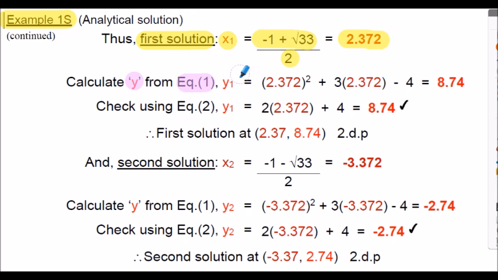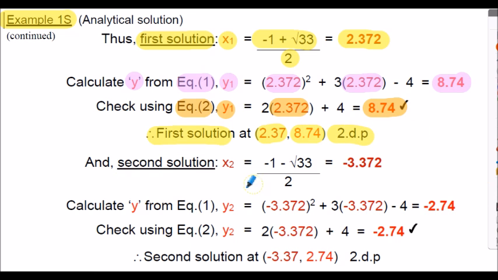To find the value of y1, we're simply going to put the value of x1 into the original quadratic equation given to us and evaluate. That gives us a y1 of 8.74. If we want to, we could check that value by using equation 2, which is a linear equation. Putting the value of x1 into the linear equation given to us, we also find that y1 is 8.74, so it checks out. So the first solution found from the analytical method is x1 2.37, y1 8.74 to 2 decimal places.